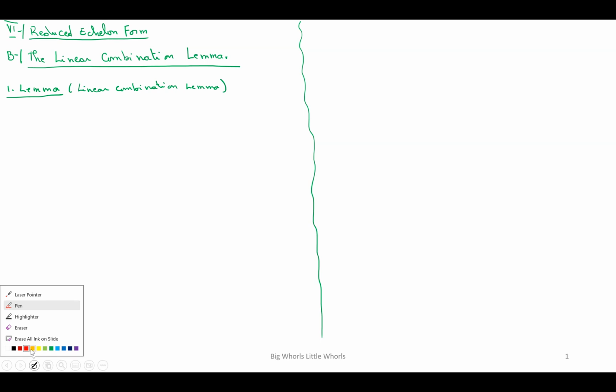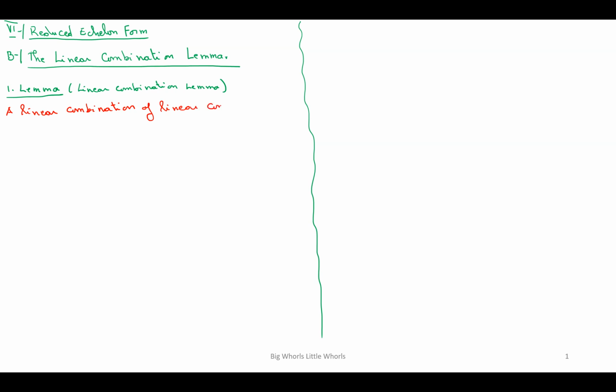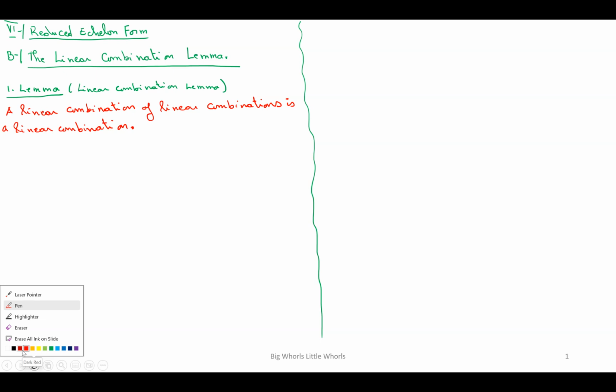So it says a linear combination of linear combinations is a linear combination. This is very easy to prove. You just take the linear combination of some linear combinations and you will see easily that you will have a linear combination of the same structures.